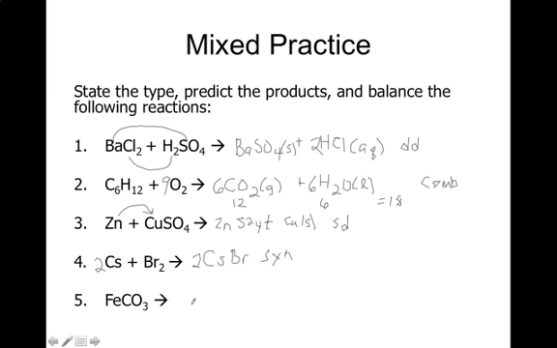Okay, now we have a decomposition reaction, so I would say this would decompose into iron oxide, that's a solid, and carbon dioxide gas. And that is a decomposition reaction.